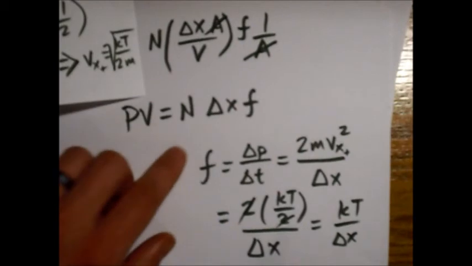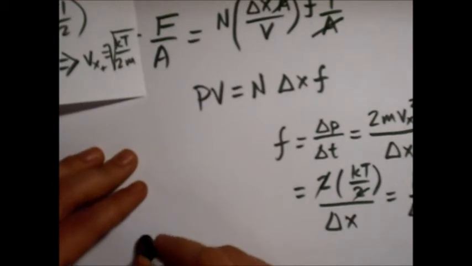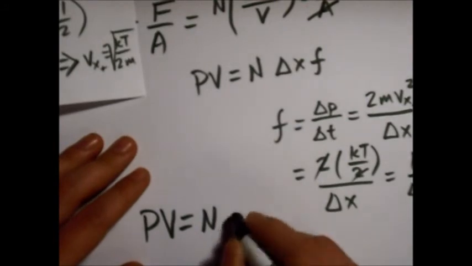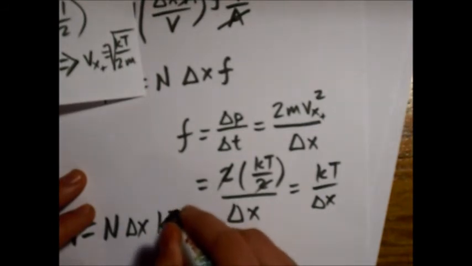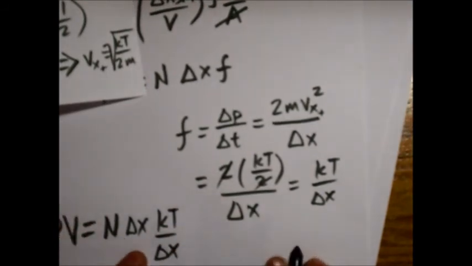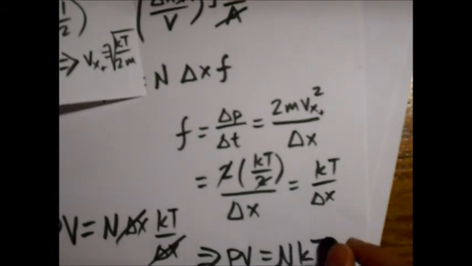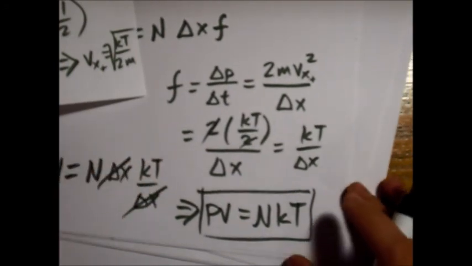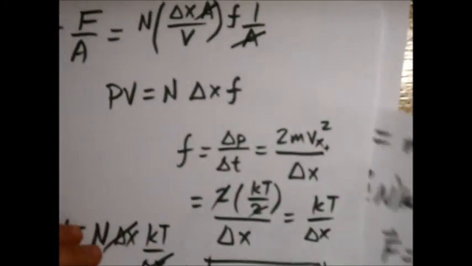Now, when we take this force per particle and plug it back in up here, we get our ideal gas equation. So we have delta x, and then I'm going to put this in. Alright, of course these divide out. And there we have it. This is the ideal gas equation derived using classical principles. There are other ways to derive it using quantum mechanics, and we'll look at that in another video.